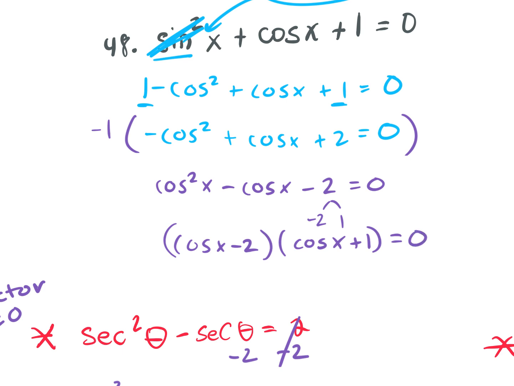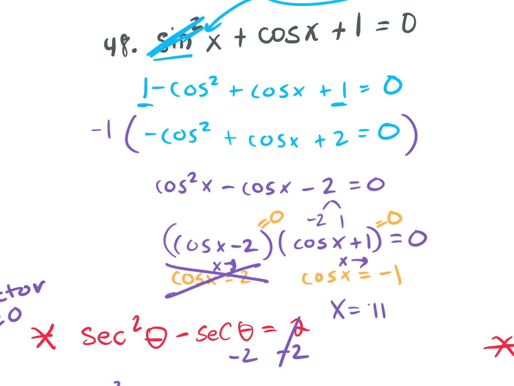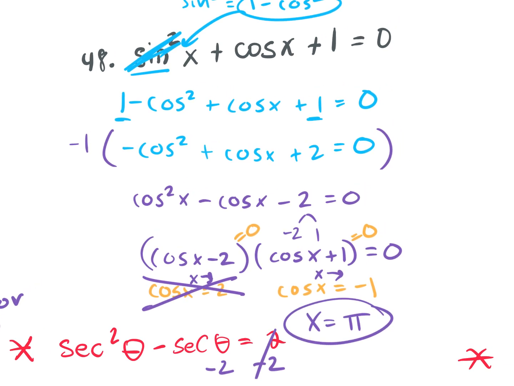What would we do next? Set them equal to 0. So we get cosine is equal to 2 and cosine is equal to -1. Cosine tells us we have to look at what on the unit circle? Do we have anywhere on the unit circle where our x value is 2? No. So that does not give us an answer. What about for -1? Do we have anywhere on the unit circle where x is -1? Where? Pi. So x is equal to pi. That would be our only answer.